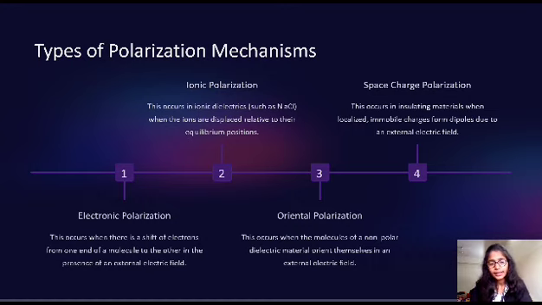Next, electronic polarization. This occurs when there is a shift of electrons from one end of the molecule to the other end in the presence of an external electric field. Orientational polarization: this occurs when the molecules of polar dielectric materials orient themselves in an external electric field. Space charge polarization: this occurs in insulating materials when charge moves in the external electric field in a dielectric material.